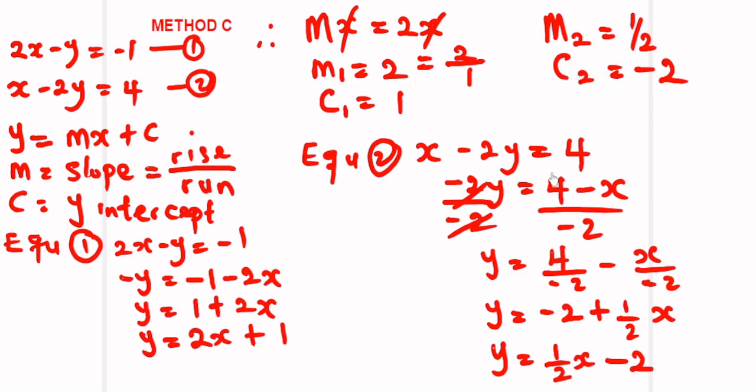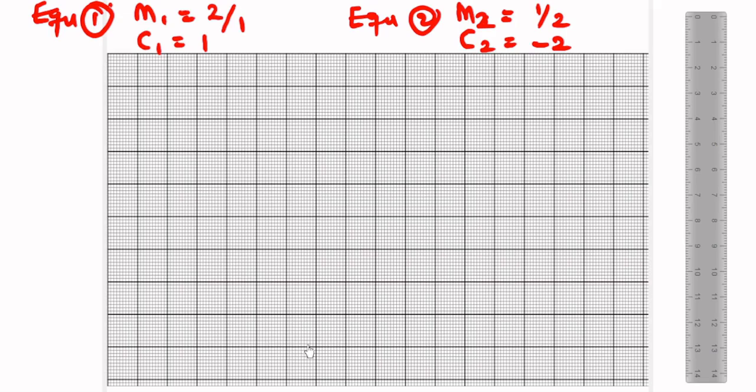Now let's take these values to our graph. So now we brought the values of equation 1 and equation 2 to the graph. So the next thing, we have to draw the x and y axis. We have to draw the line for the x and y axis. So let's have our line.